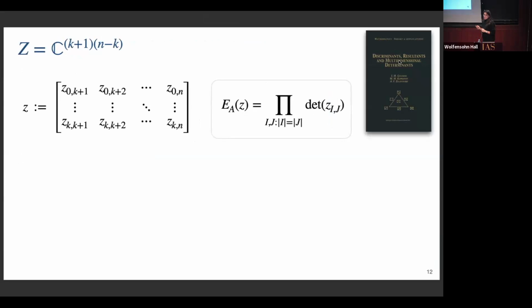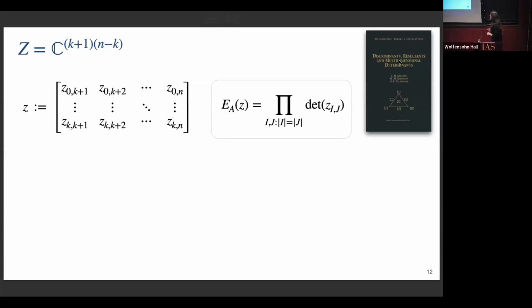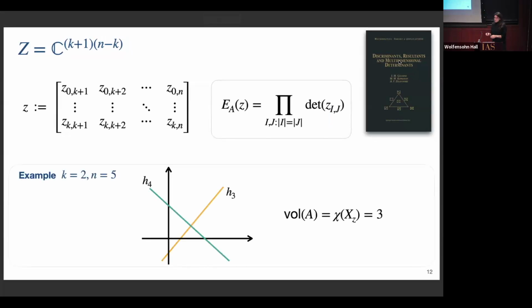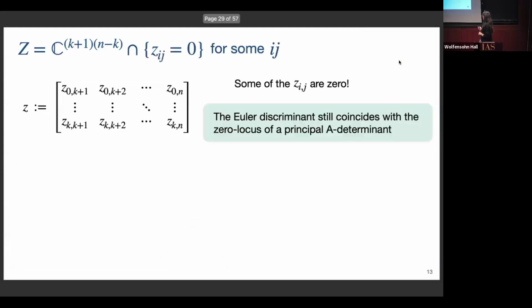This is the generic case, in which we fix Z to be the full parameter space, so the matrix is precisely as I had it here, with no zero entries. This was known, and you can find it in the book by Gelfand, Kapranov, and Zelevinsky: the A discriminant is a product of determinants, the product of all subdeterminants of the coefficient matrix. In pictures, this is the example I had before, with k equal to 2 and n equal to 5. The volume of A is the number of bounded chambers in the arrangement, and whenever I choose one of these coefficients to be 0, I expect one of the bounded chambers to be lost.